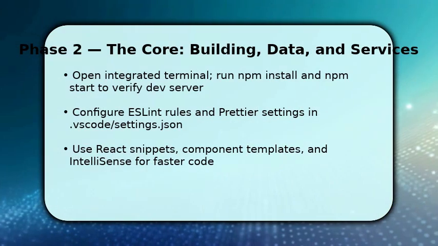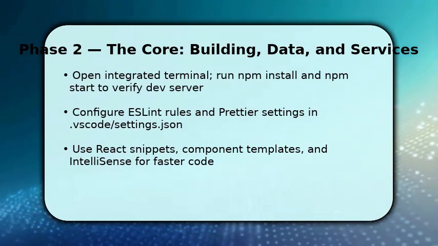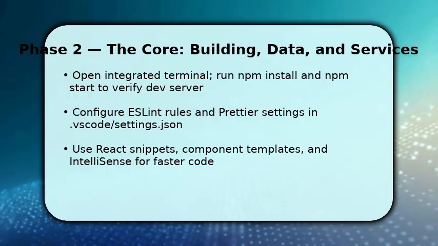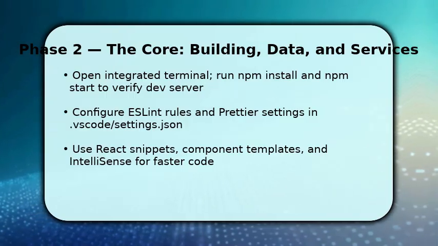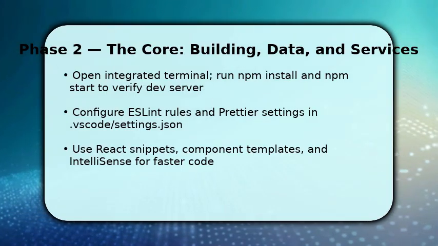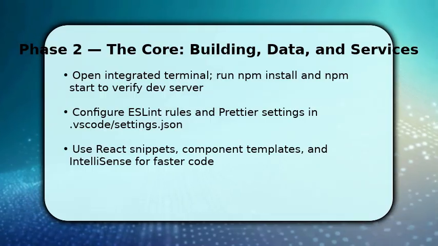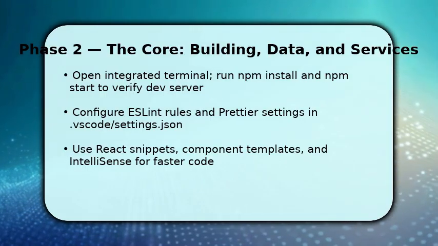You should open the integrated terminal and run npm install, then npm start to confirm the dev server is live. This helps catch errors early. Once running, configure ESLint and Prettier in VS Code settings.json so automatic fixes run on save.